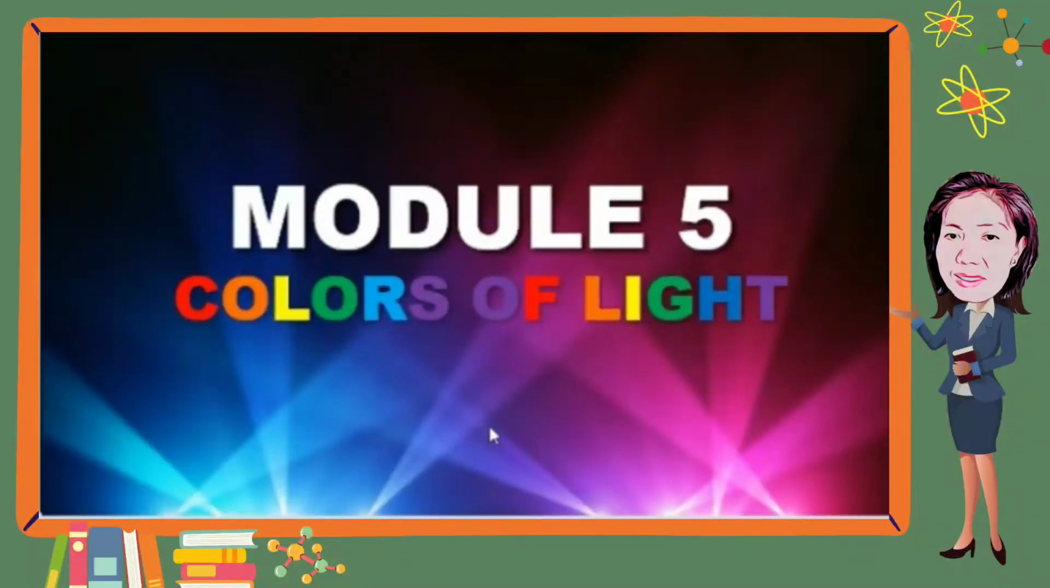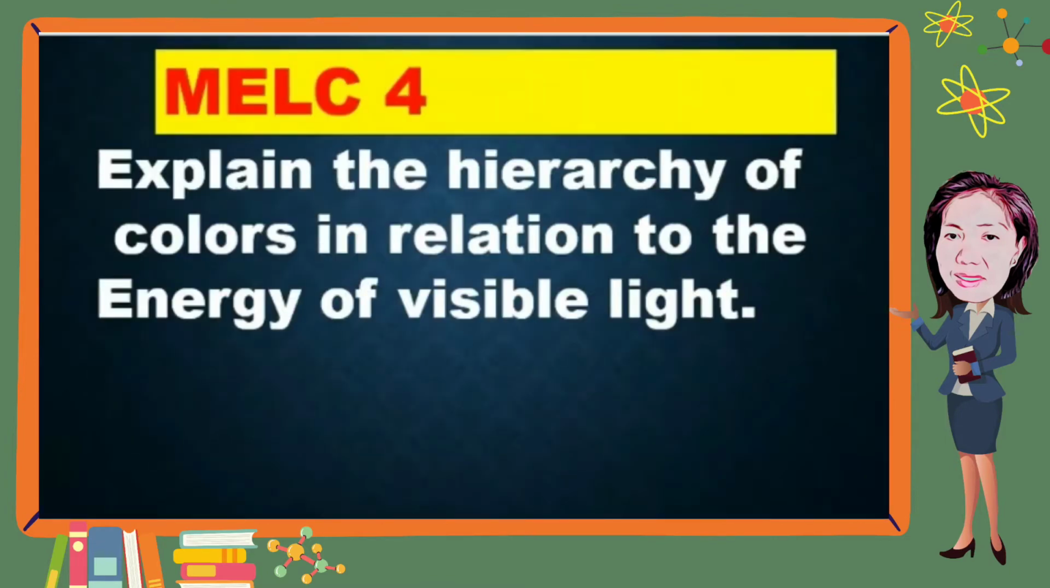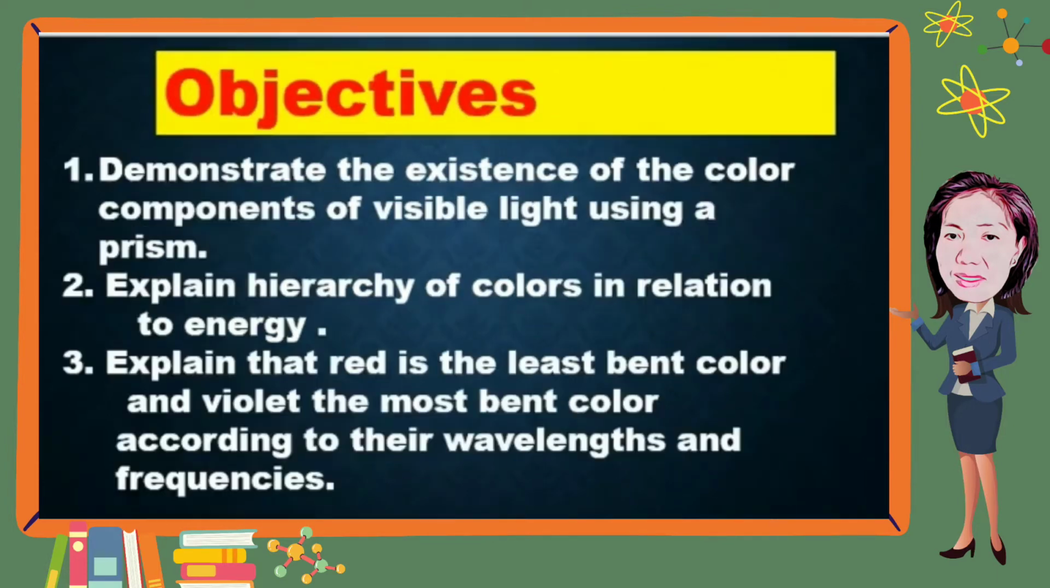So our lesson this morning is all about colors of light. We are in module 5, or week 5. The most essential learning competency is to explain the hierarchy of colors in relation to the energy of visible light. Based on the MELC, if we unpack that and come up with the objectives, these are the objectives.